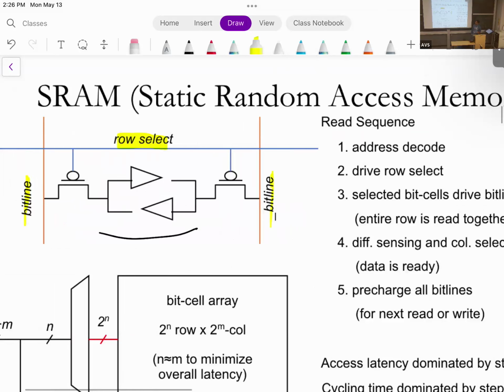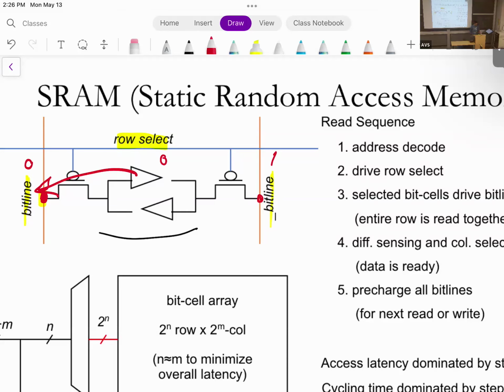So for an SRAM, think about it as two back-to-back inverters that store the data, and then two access transistors that are selected based on the row select. And then we're going to charge this line here and here based on the value that is stored here. For example, if the value that is stored here is 0, then the bit line here, we're going to charge it to 0, and we're going to charge this to 1. So we actually do it in the opposite direction. The reason that we do it in the opposite direction is that now we can sense the difference better, okay?